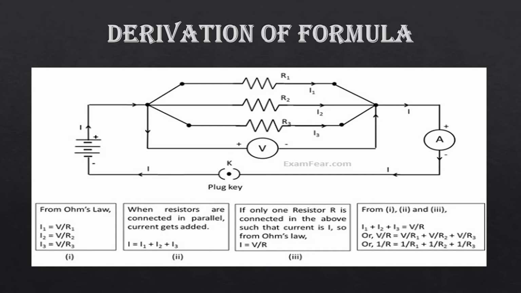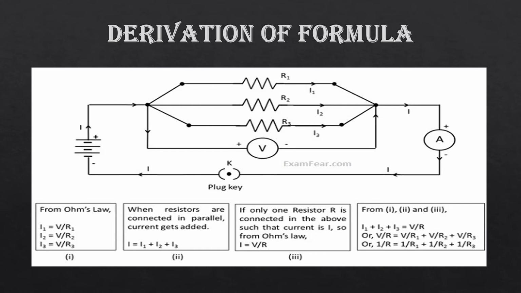If we combine all three formulas, what do we get? Substitute the formulas from the first and third boxes in the formula in the second box. Yes, what do you get? You get V by R is equal to V by R1 plus V by R2 plus V by R3. Once again V will be common and V will get cancelled on both LHS and RHS. So what are you left with? 1 by R, that is, total resistance is given by 1 by R equal to 1 by R1 plus 1 by R2 plus 1 by R3.